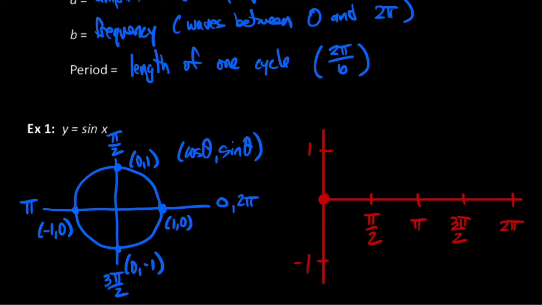At 0, sine is 0. At pi over 2, sine is 1. So right here, I've got that point. Well, then what happens at pi? It goes back to 0. At 3 pi over 2, it goes to -1. And at 2 pi, it goes back to 0. So I have a graph that looks like this.